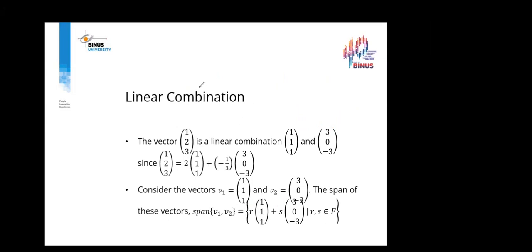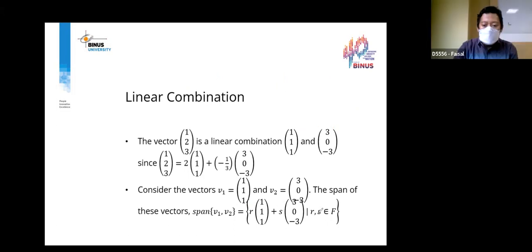Pak, I want to ask: what does R and S being elements of F mean? What is F? R and S are scalars, like numbers, like 2 and 3. So the scalars depend on where they are taken from, on what the field is. This is only to introduce what R and S are. So R and S are arbitrary.